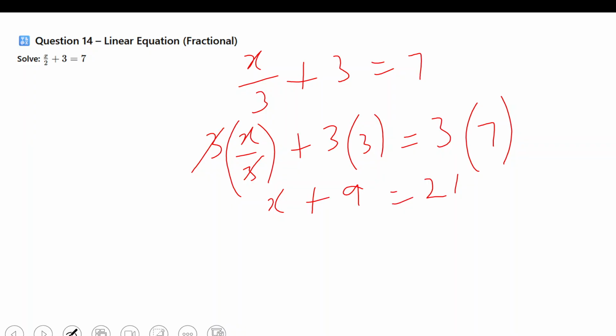Okay, so at this point, I will say x is equal to 21, and the 9 will cross over to the other side, plus 9 becomes minus 9. So 21 minus 9, x will be 12. That's the answer.